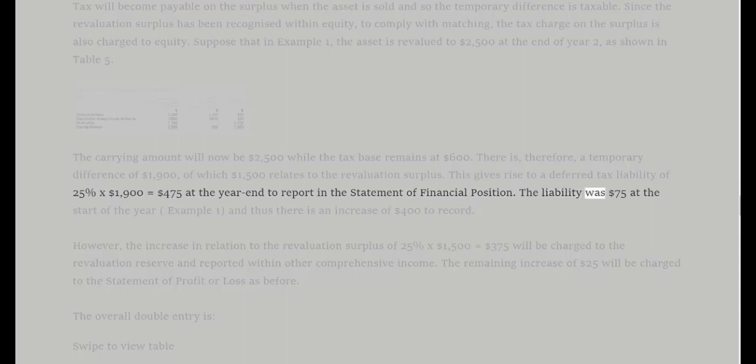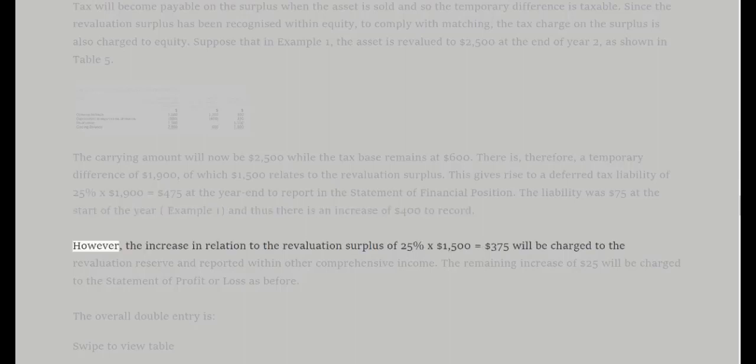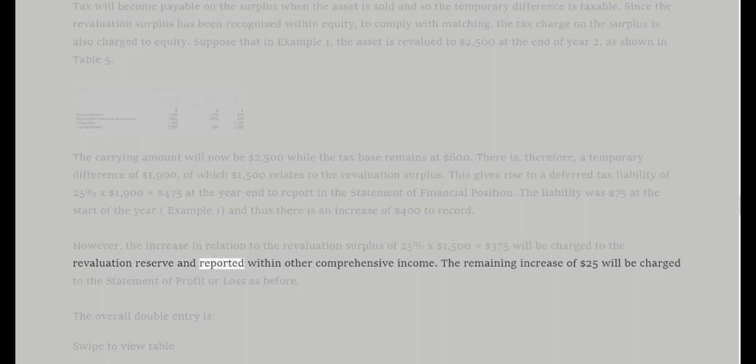The liability was $75 at the start of the year, example 1, and thus there is an increase of $400 to record. However, the increase in relation to the revaluation surplus of 25% x $1,500 equals $375 will be charged to the revaluation reserve and reported within other comprehensive income. The remaining increase of $25 will be charged to the statement of profit or loss as before.